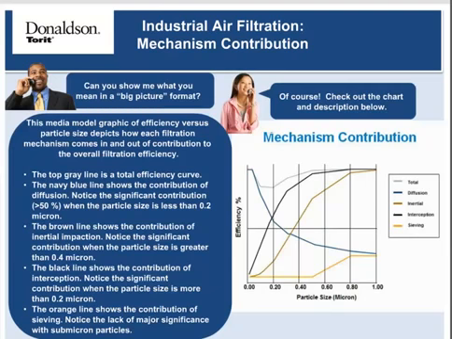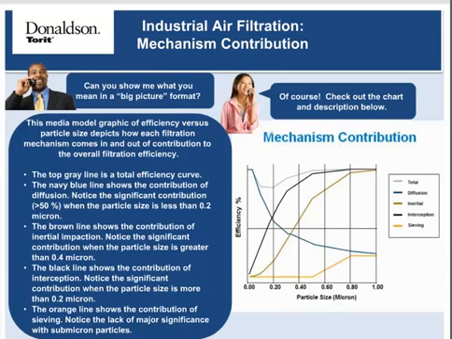The top gray line is a total efficiency curve. The navy blue line shows the contribution of diffusion. Notice the significant contribution when the particle size is less than 0.2 micron. The brown line shows the contribution of inertial impaction. Notice the significant contribution when the particle size is greater than 0.4 micron.